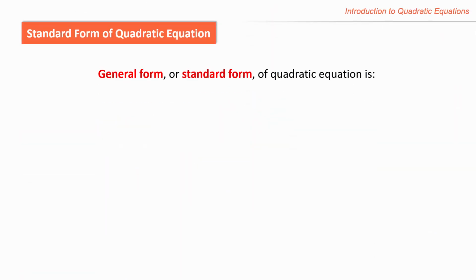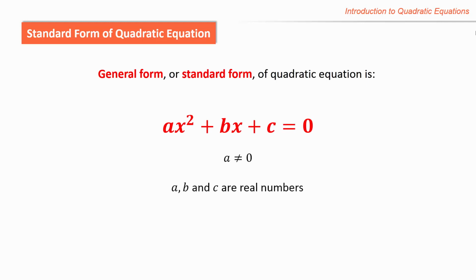Quadratic equations can be expressed in a general form or standard form, which is written as follows. Note that a must not equal 0 and a, b and c are all real numbers. Take note of this equation. It is the single most important equation in this video.